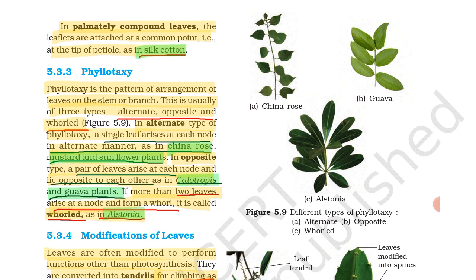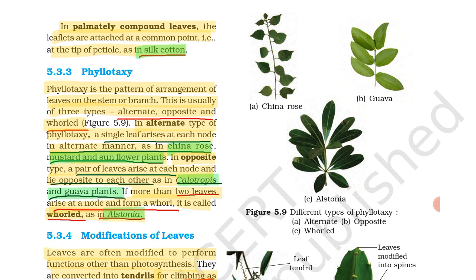Here more than two leaves arise at each node and form a whorl, so it is called the whorl type of phyllotaxy, seen in Alstonia. So let's revise what is meant by phyllotaxy. Phyllotaxy is the pattern of arrangement of leaves on a stem or branch. There are three types of phyllotaxy: alternate, opposite, whorl. In the alternate type, a single leaf arises at each node in an alternate manner. It is seen in China rose, mustard, and sunflower.